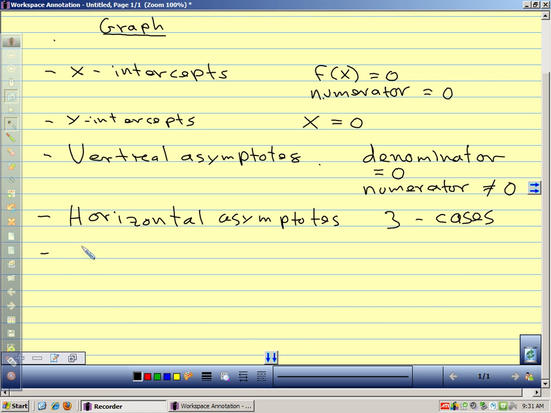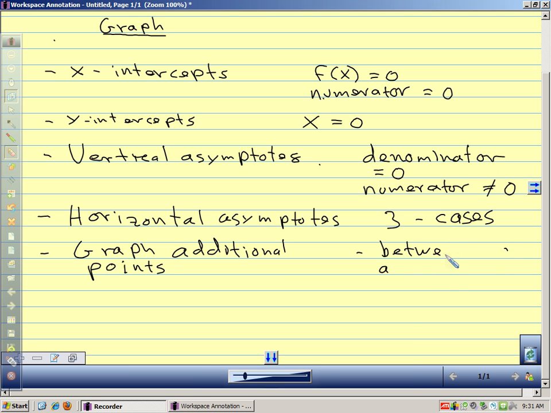And then we want to graph some additional points, so that we know what the general shape of our graph is going to be. And the points that we're interested in, we want to look between and beyond asymptotes and intercepts.